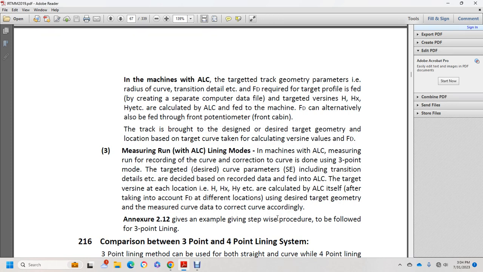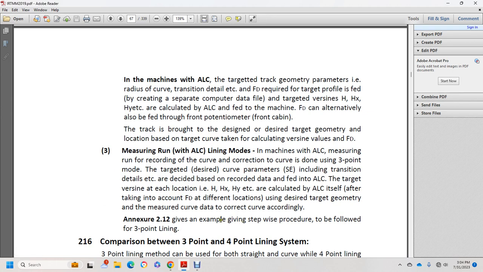The machine is guided based on the recorded data by the automatic computer system with the target versine line of each of the lines H, H, X, H, Y, etc. calculated by the automatic computer system after taking into account the FD of the different locations for the desired target, and the general measure of the curve data is used for the correct curve accordingly.